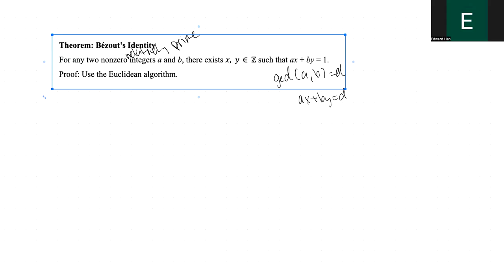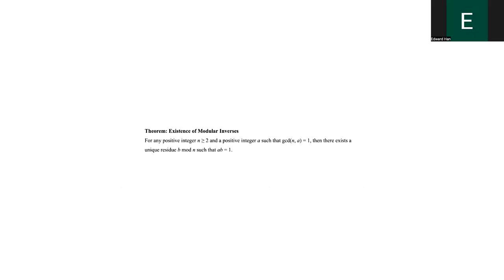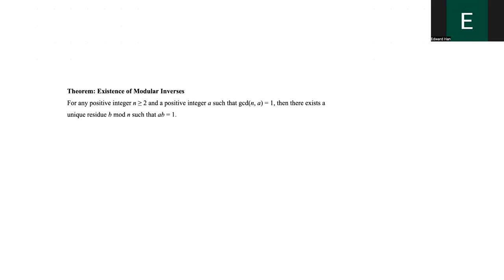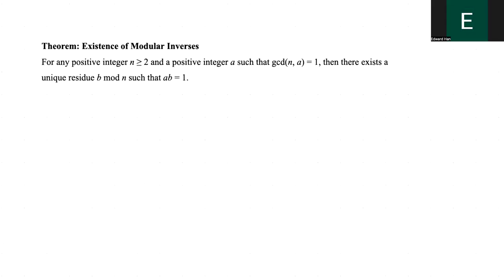Okay, so for the next one, we're going to cover the existence of modular inverses. This theorem says that for any positive integer n greater than or equal to 2, and a positive integer a, which is at least 1, and these two are relatively prime, or their GCD is 1, then mod n, there exists a unique residue b, such that a times b equals 1.